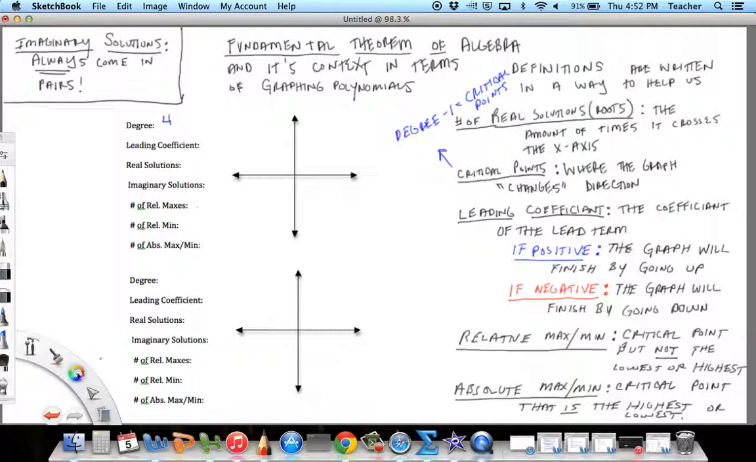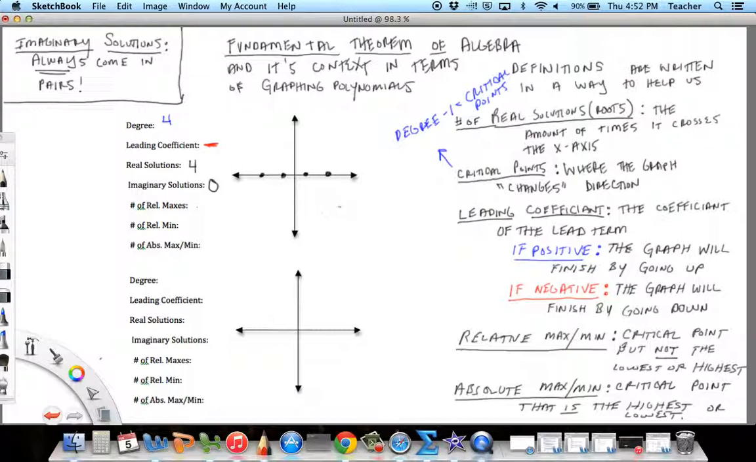I'll change to black here. Degree 4 polynomial, let's say the leading coefficient is negative. And how many real solutions? Let's say there's 4 real solutions. Let's not get into the imaginary quite yet, which means there are 0 imaginary solutions because I've already specified that the 4 possible solutions are real solutions. And let's take a look at this, all right? So let's say 1, 2, 3, 4. We know it has 3 critical points because a degree 4 minus 1 would be 3 critical points.